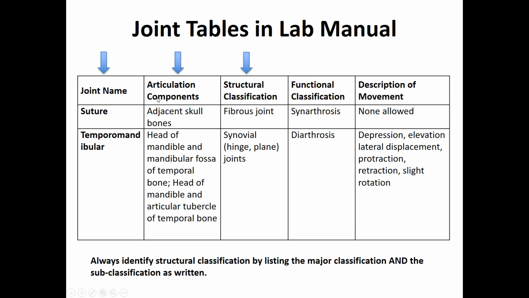As you read the joint tables in the lab manual, they'll look like this. They'll list the joint name, the articulation components, the structural classification, functional classification, and description of movement. In lab, you're responsible for the first three columns that I've highlighted here with blue arrows. In lecture, you'll discuss the functional classification and the description of movement. It's important to emphasize one more time that if you identify structural classification, you must list the major classification and the subclassification as written. So I like to say it's a two-word answer, fibrous joint, for example, or synovial plane joint.